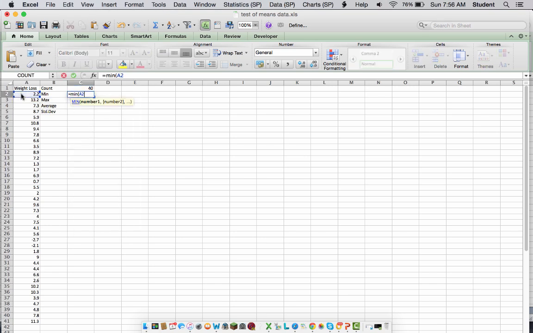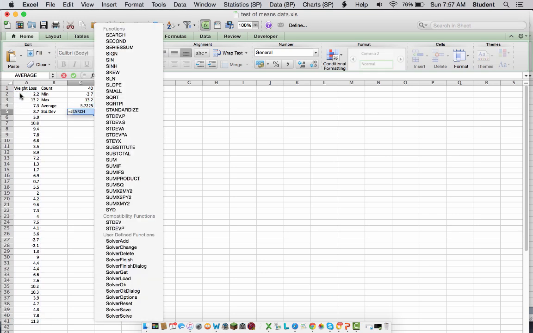Using our min function, we can get the min. The max function, get the max, the average, all right, and then lastly the standard deviation.